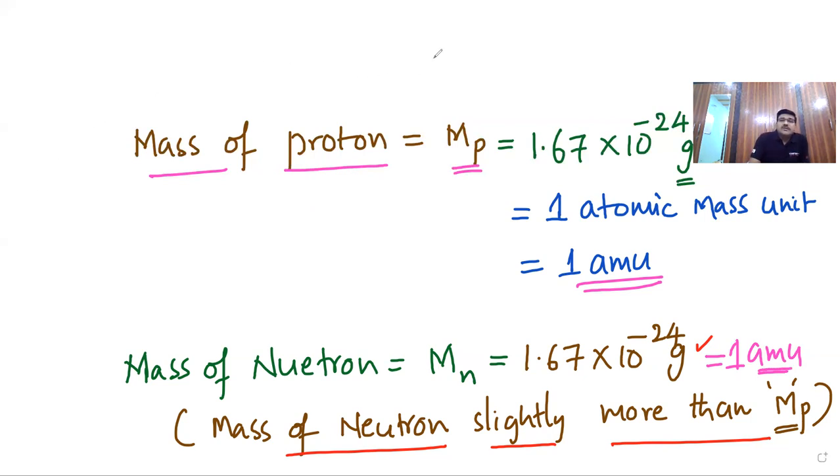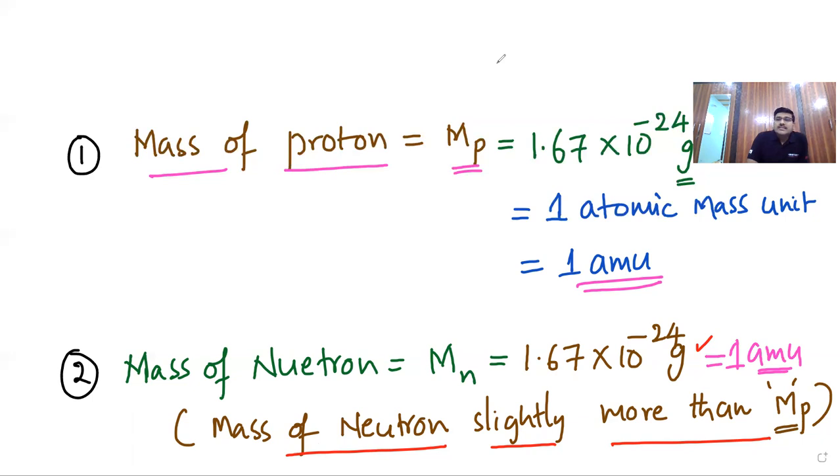First we have taken the mass of proton, this much. And second we have taken the mass of neutron. Mass of neutron is slightly more than the mass of proton. But for all practical purposes, we take the mass of neutron as equal to the mass of proton, the same quantity. That is also 1 atomic mass, 1 AM. Clear? For calculation purposes, both are of the same quantity.